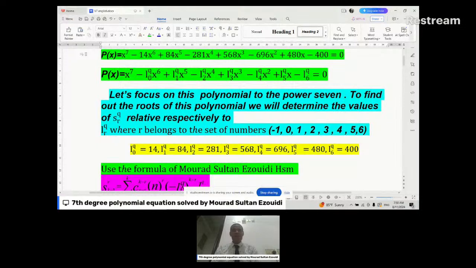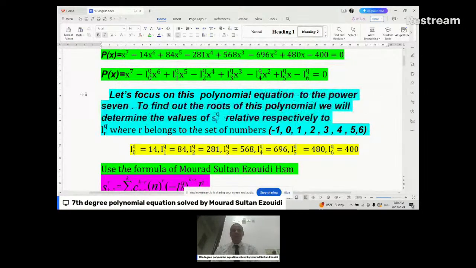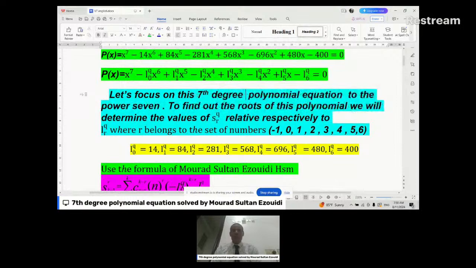Now let's focus on this polynomial equation, learners. We can see that the power of, let's focus on this seventh degree polynomial equation. It's clear that the highest power now, learners, is 7.